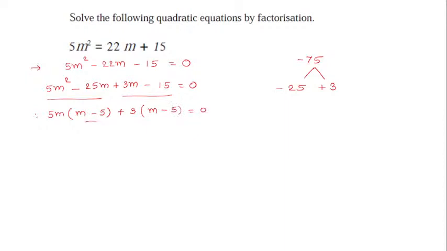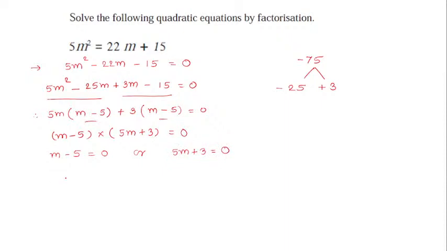So again we get m minus 5, the common bracket, into another bracket we have 5m plus 3 is equal to 0. The product of these two is 0, that means any one of them must be 0. It is either m minus 5 is equal to 0 or 5m plus 3 is equal to 0.